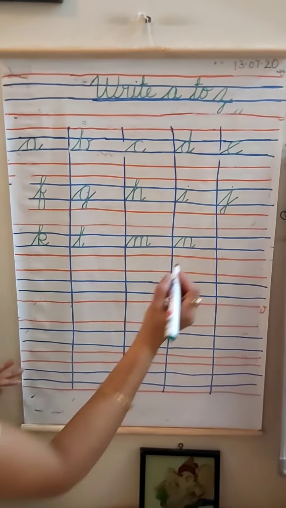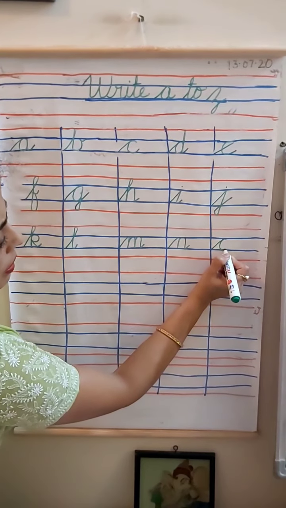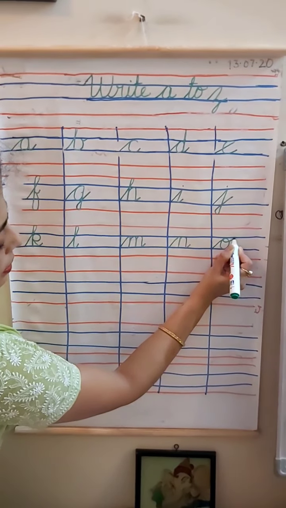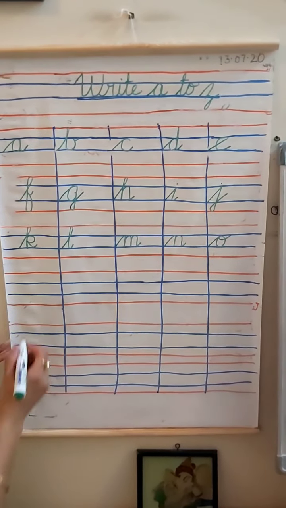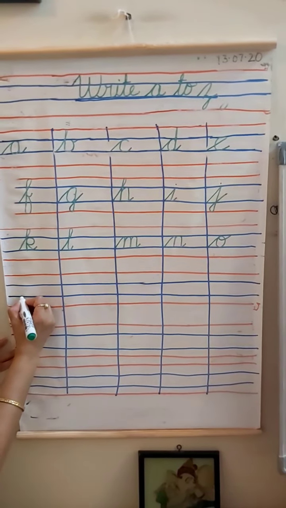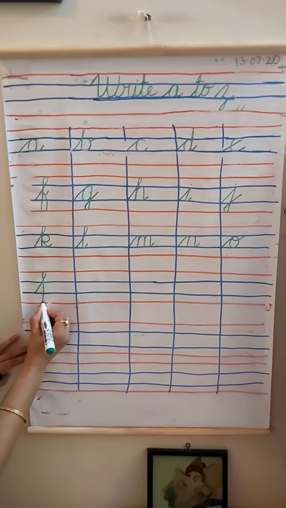K, L, M, N, O. Very easy to write O. Starting from the corner, make a circle and an inside turn. This is called O. What comes after O? P. Starting from the corner, turn like L, slant down.